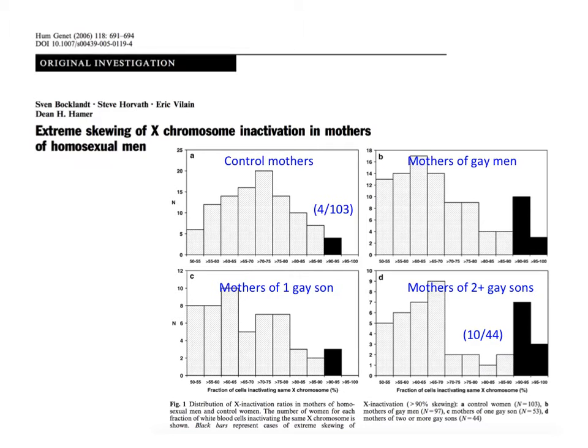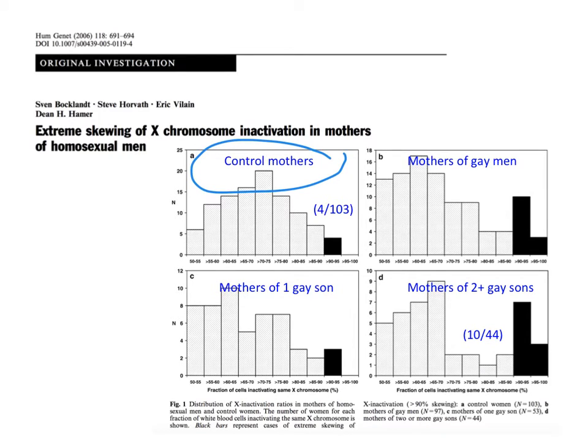So you get a bunch of pairs of twins, homosexual or not. What are they asking about X chromosome inactivation? Extreme skewing of X chromosome inactivation. So if we were looking at the moms of the gay men, what are we asking? Do the moms look like? Here are control mothers.